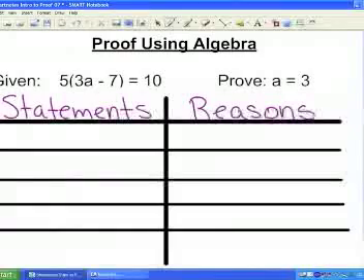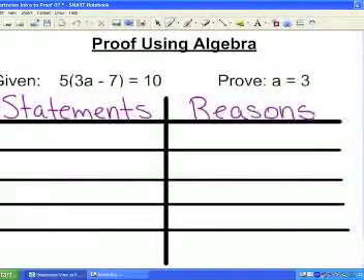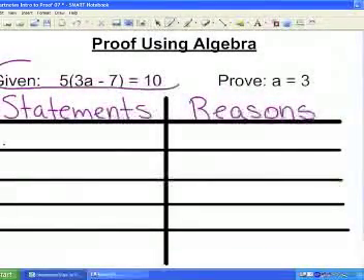I will never give you anything that doesn't work. So if you follow the steps of a proof, and let's say here we want to prove a equals 3, and you get a equals 7, one of two things happened. Either I made a mistake and I have a typo, or you made a math error. So the first thing you should do is go back and recheck your calculations to make sure that it matches. So when we start this, our first step will always come from our given information.